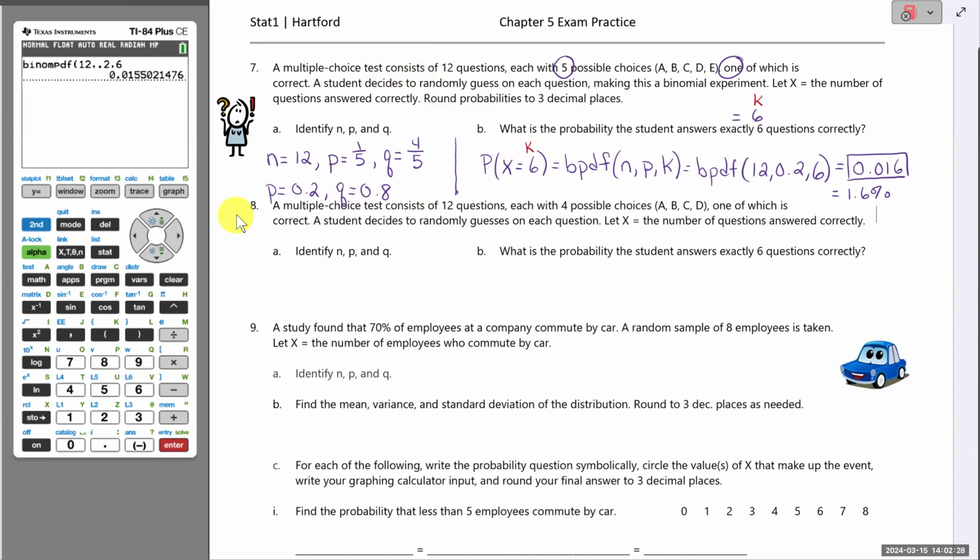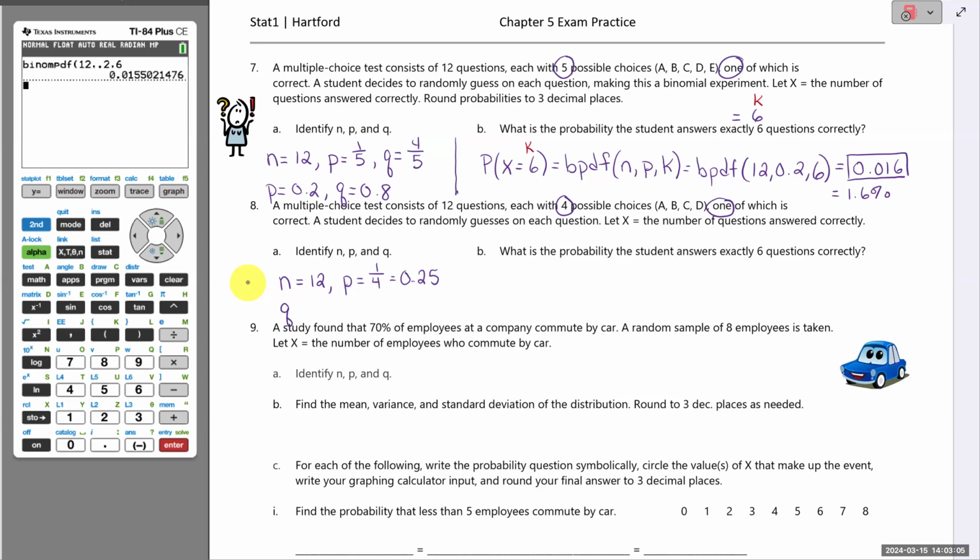All right, so for 8, I kept it similar. We still have a 12 question multiple choice test, but this time each question has 4 possible choices, one of which is correct. So what will change here is your chance of getting a question right, instead of being 1 out of 5, will now be 1 out of 4. And again, a student will guess on each question. So N, still 12 trials. P, the probability of a successful guess, 1 out of 4. And I'm going to write that in decimal now, 0.25.